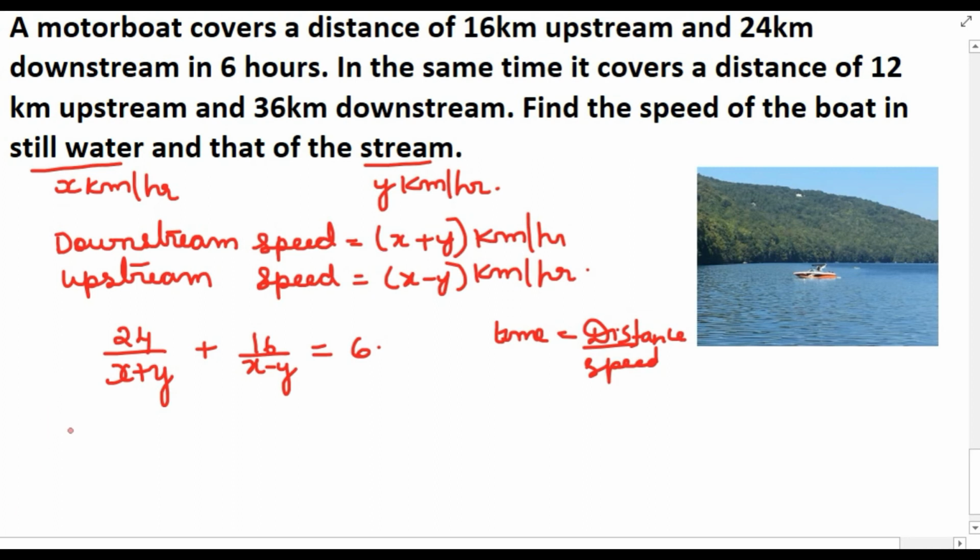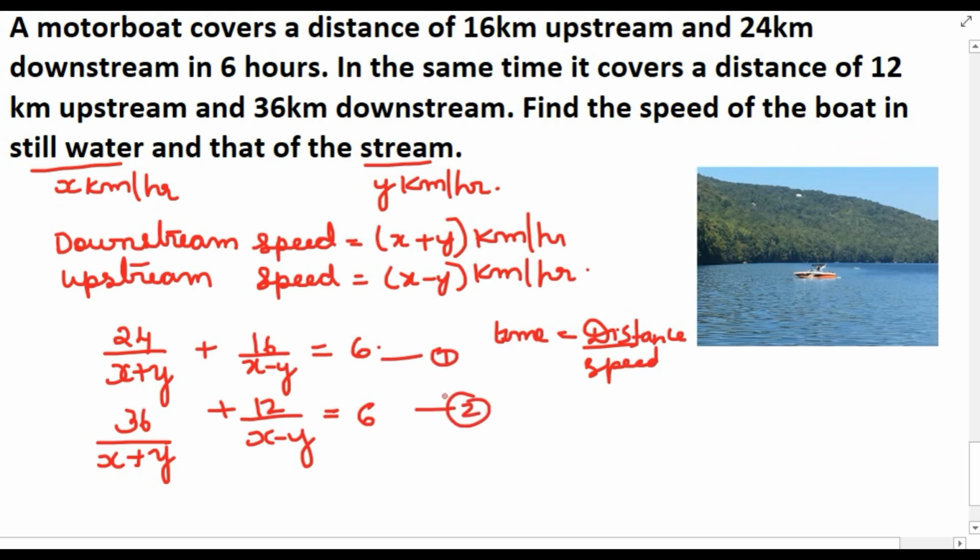In the same way, it covers a distance of 12 km upstream, so 12 divided by x minus y, and 36 km downstream, x plus y. So total time taken is in the same time, 6 hours only. So these are the two equations. Now we need to reduce this equation.